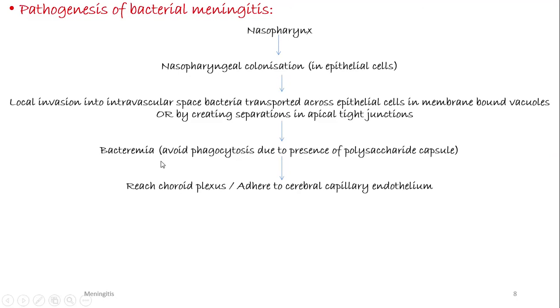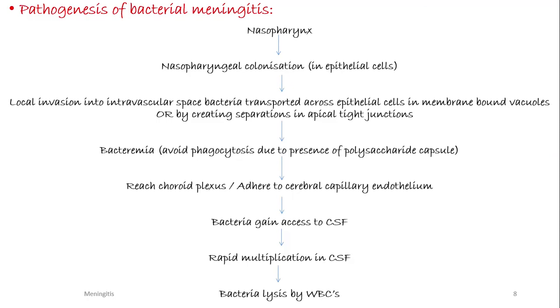Now the choroid plexus is responsible for secreting and carrying the CSF. From here the CSF is carried to the subarachnoid space. Once the bacteria reaches this choroid plexus, it automatically gains access into the subarachnoid space. So the bacteria gains access to the CSF and there occurs rapid multiplication in the CSF. Then the WBCs which are present in that part are going to cause bacterial lysis, that is breakdown of the bacterium.